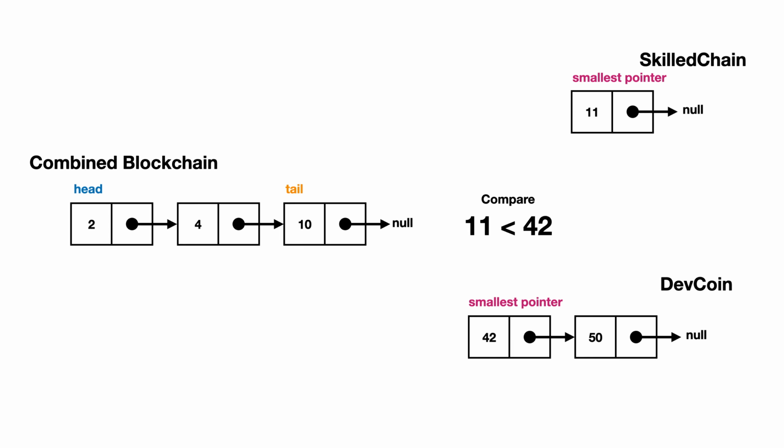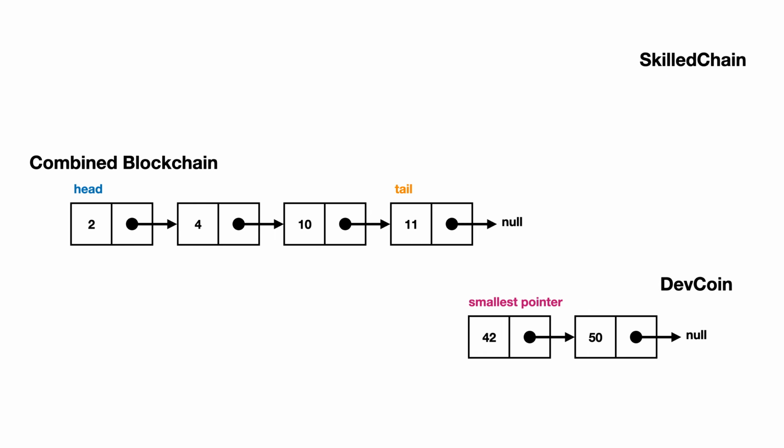So let's continue. We see that the final item in skilled chain, 11, is less than 42, so now we append this to our combined chain. And now we're out of comparisons, so what do we do? Well, skilled chain's empty, DevCoin has 2 more items, and we need to know, okay, how do we finish this? And the answer is, we know that both of these linked lists are already in ascending order, so there's no comparisons that need to be made. We know that everything beyond this front item is in the correct order after it.